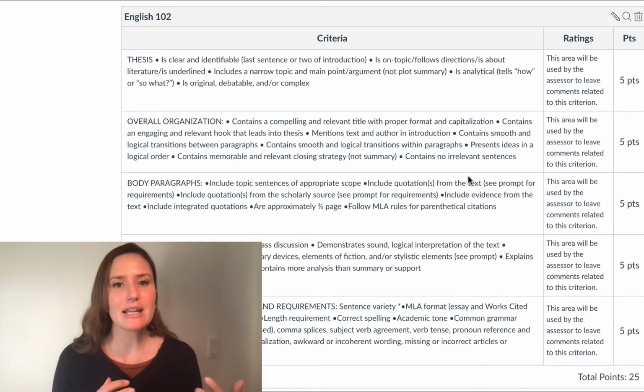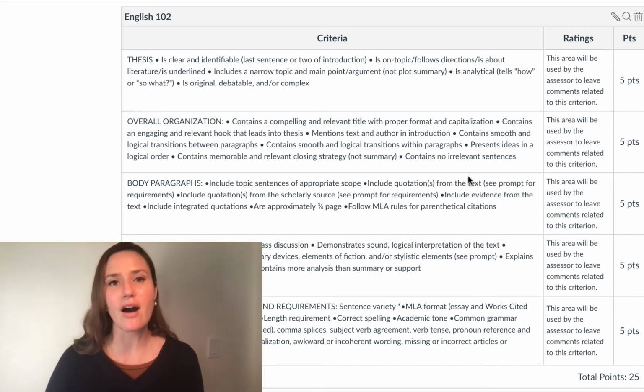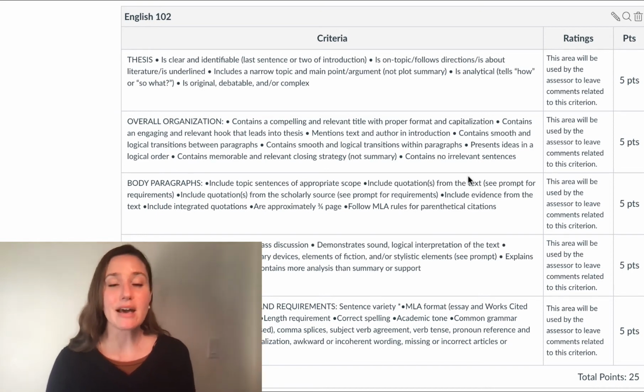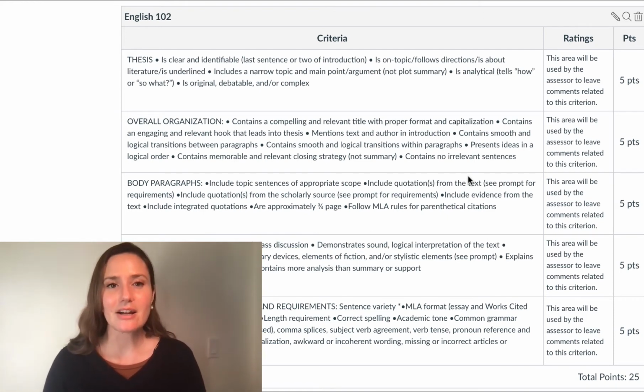It's complex, meaning it's sophisticated. It's okay if I have to read your thesis a few times, not because the wording is confusing or because you have a comma splice or a run-on sentence, but because it's complex. That's a good thing. Complexity is good, as long as it's clear.